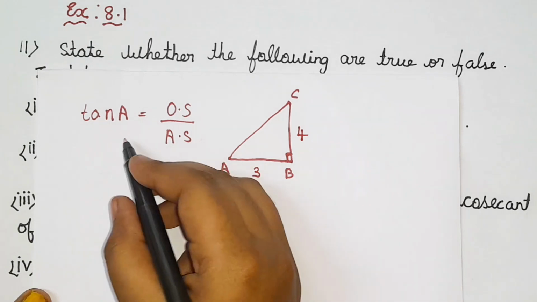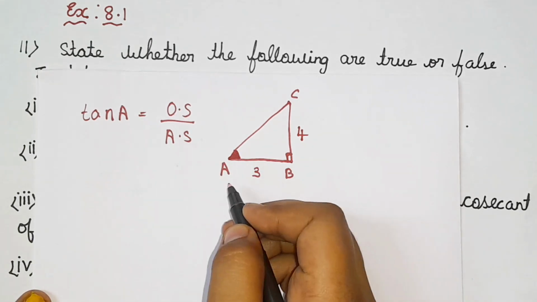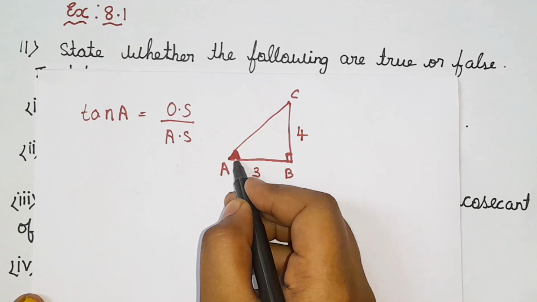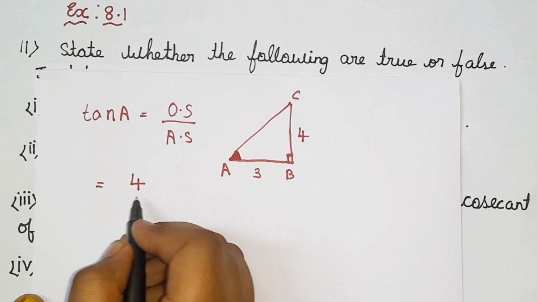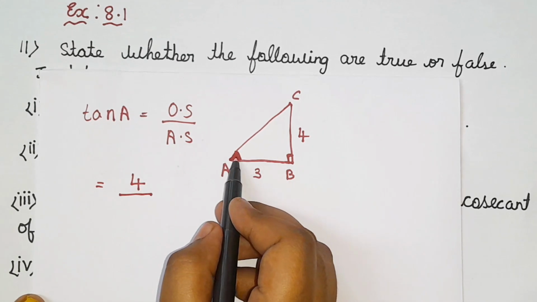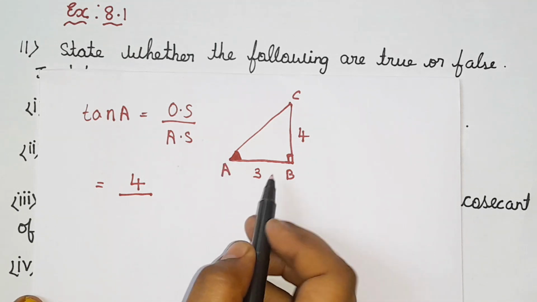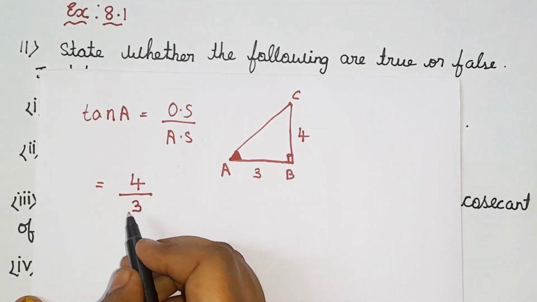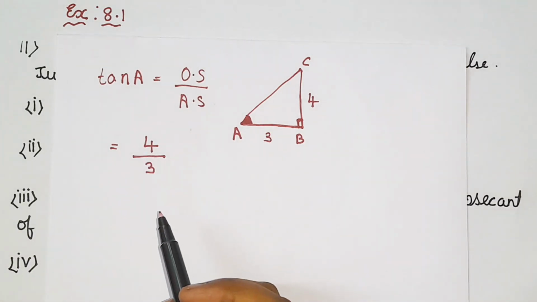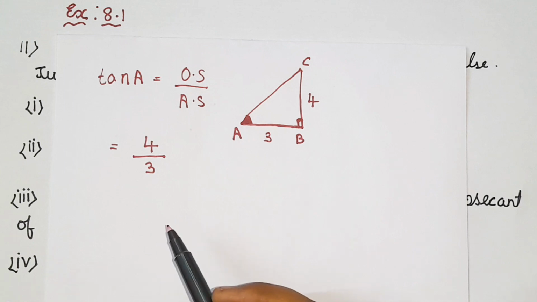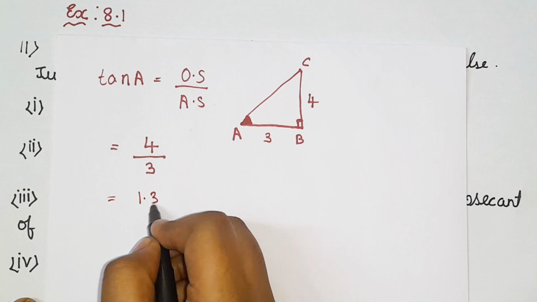According to angle A, this is the angle A, isn't it? So according to angle A, what is the opposite side? The opposite side is 4, divided by, according to angle A, what is the adjacent side? The adjacent side is 3. So 4 by 3. When we solve it, we'll get about 1.3, isn't it? So I'll get 1.3 and so on.